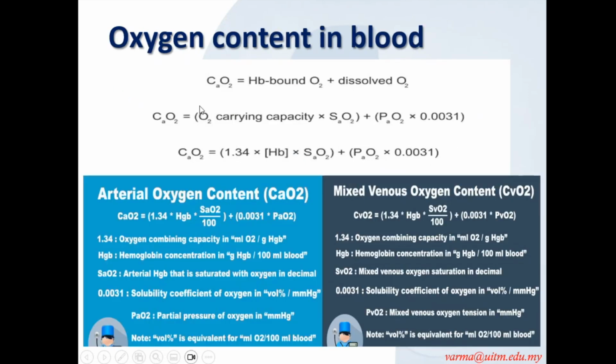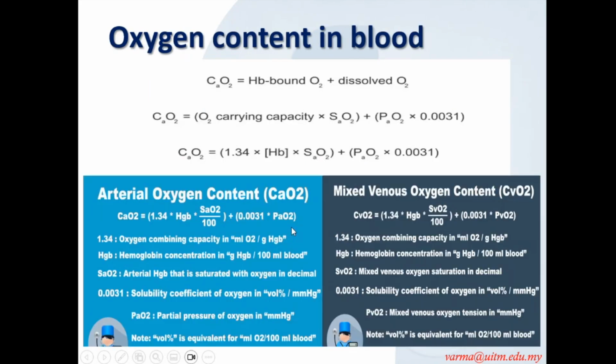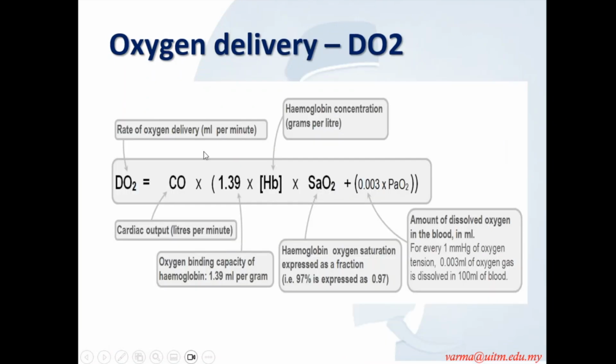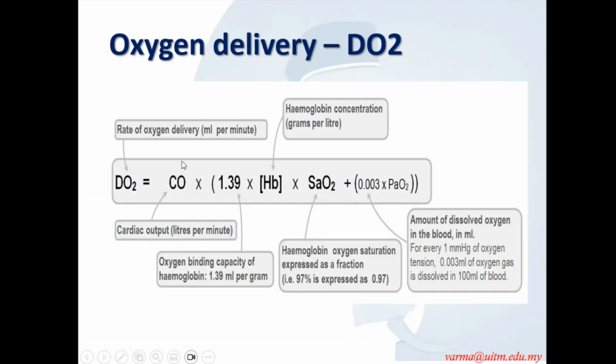So how do we calculate the oxygen content in blood? For arterial and venous, we have talked about the oxygen content equation. We have to calculate oxygen carried by the hemoglobin and oxygen dissolved in plasma. I'm not going into depth of it. We have discussed this a few times before. How do we calculate oxygen delivery? Once you calculate this oxygen content, you multiply it with your cardiac output. That will be your oxygen flux, oxygen delivery. Okay.